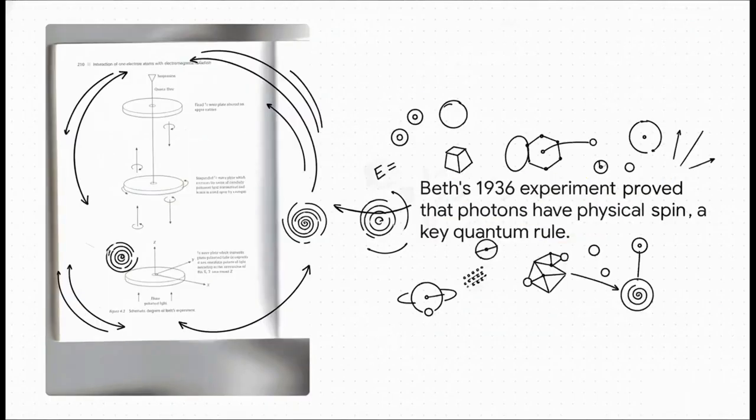And this wasn't just abstract theory, scribbles on a blackboard. Decades later, clever experiments like this one in 1936 actually proved these rules were real. This amazing setup with suspended plates and polarized light was able to physically measure the torque, or the spin, of a photon, which confirmed one of the key predictions right out of Einstein's cosmic rulebook.